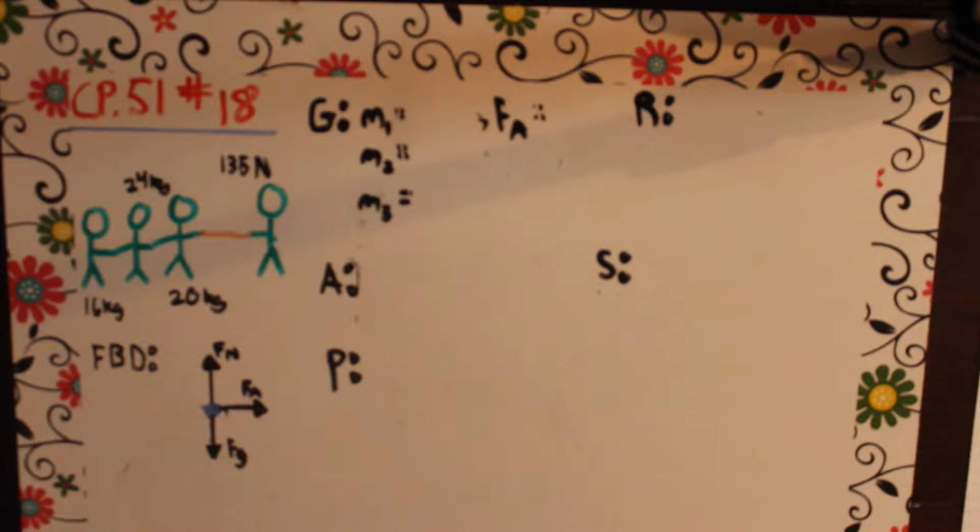The skater pulls on a rope with a force of 135 newtons. Calculate each of the following. A. The acceleration of the skater. B. The force of each pair of children that must hold hands to ensure that the chain is not broken.